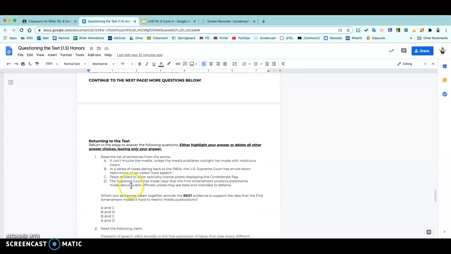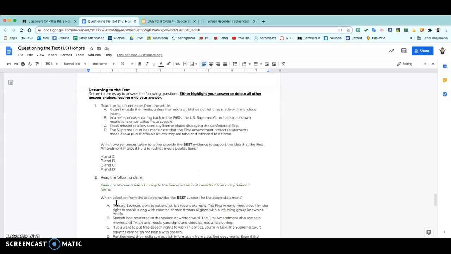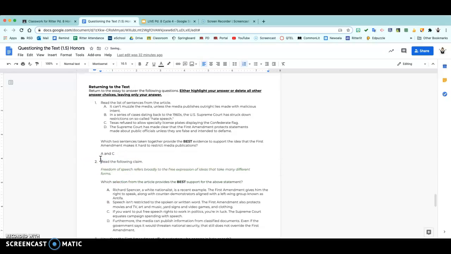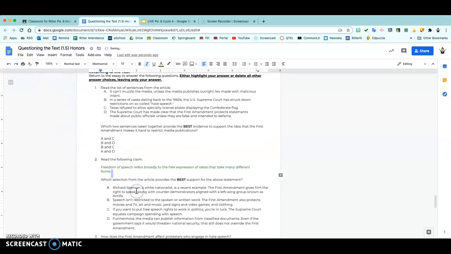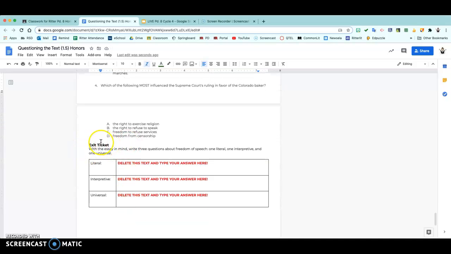And then there are a couple of multiple choice questions that are sort of reading comprehension. You can either highlight your answer with the highlighting tool, or you can delete all the other answers out and leave the one that you want to choose. And today we stopped short of the exit ticket because I'm going to have you do that as your PDN for the next class period that we meet synchronously.